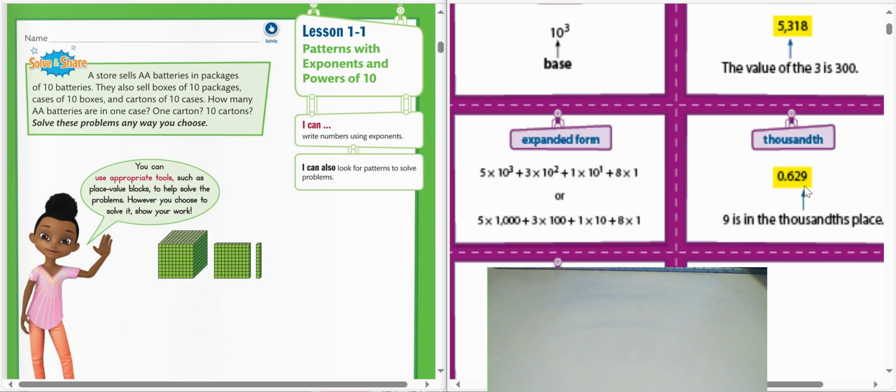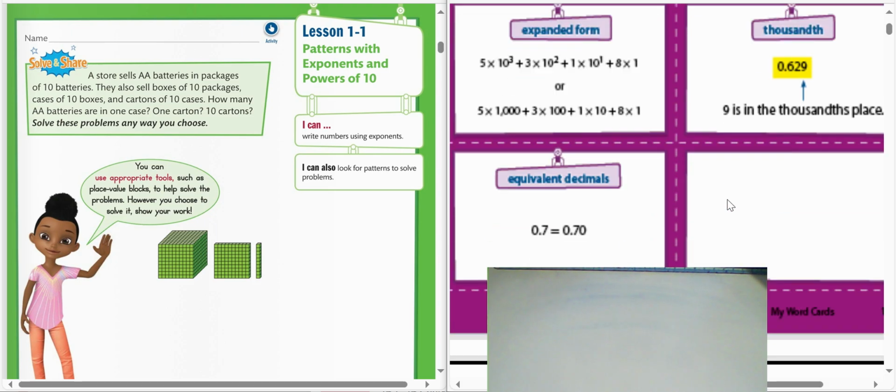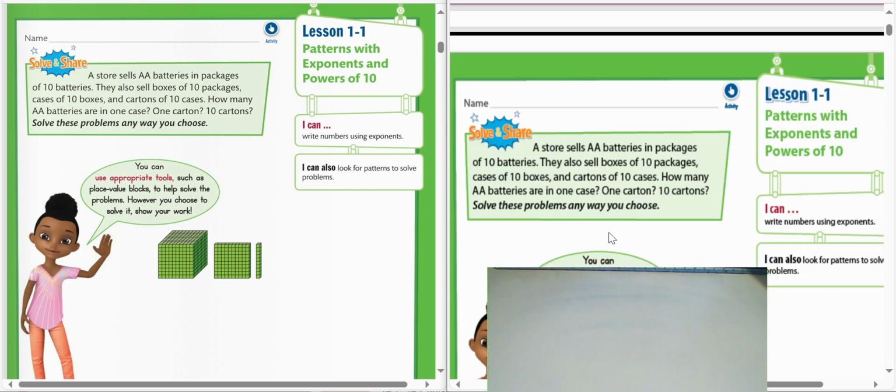We can read this number as 629 thousandths. The value of digit 9 here will be 9 thousandths. 9 lies here in the thousandths place. Equivalent decimals: 0.7 equals 0.70. They are equivalent.